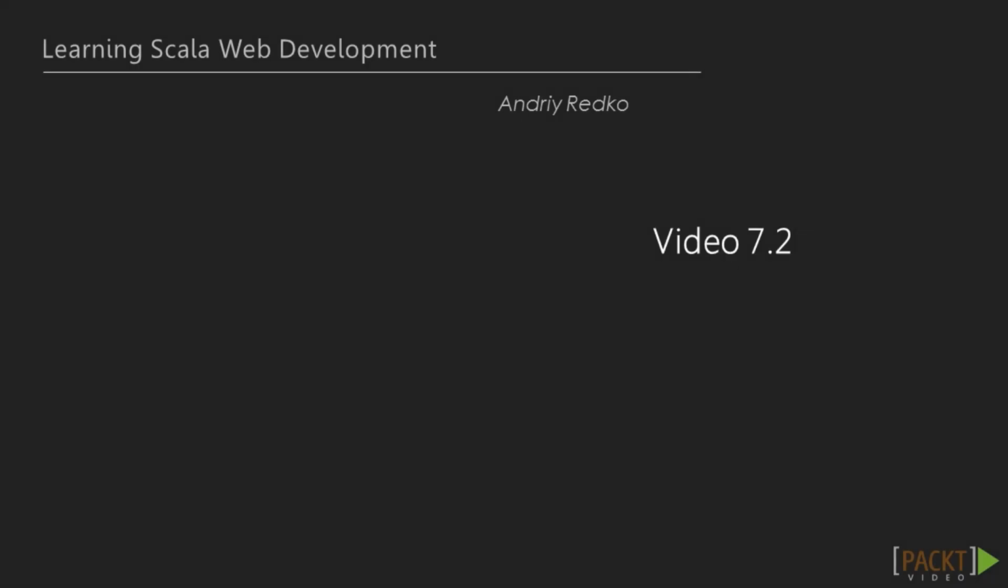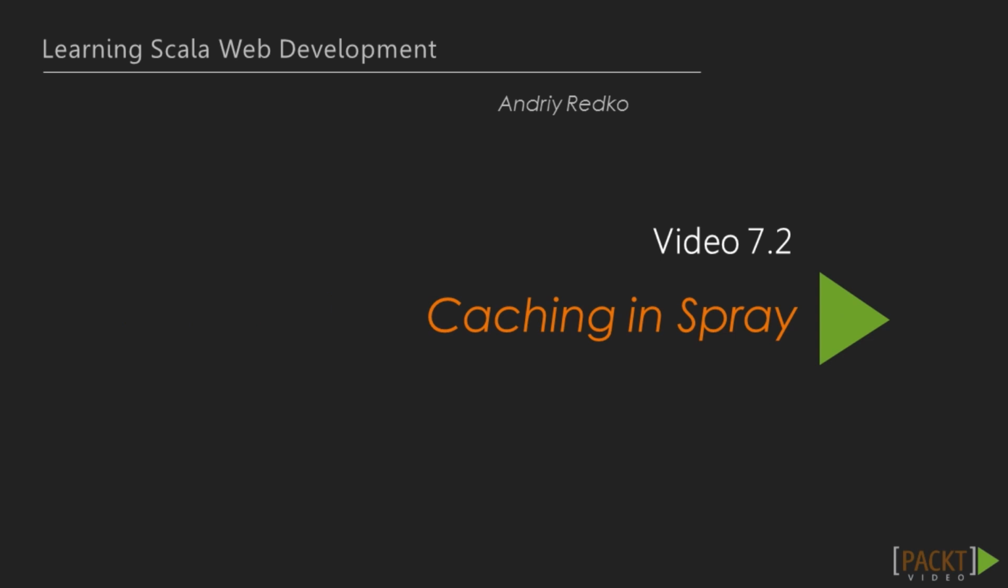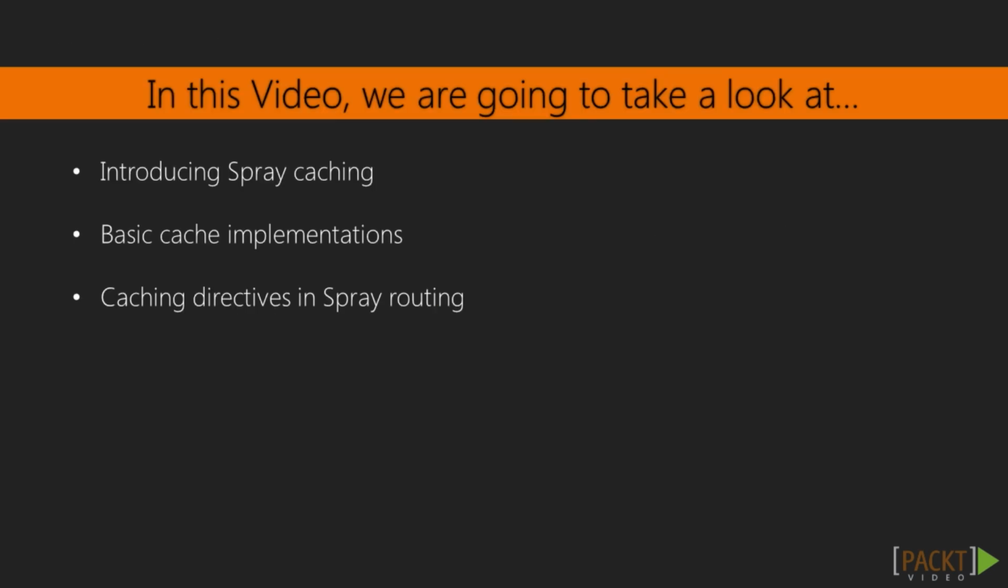In the previous video, we learned what is caching in general and how it is supported by HTTP protocol specification. In this video, we're going to take a look at the couple of different levels of caching support in Spray framework. We're going to begin by introducing new module, spray caching, and a few cache implementation strategies it provides.